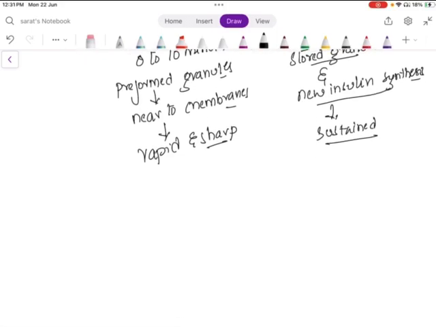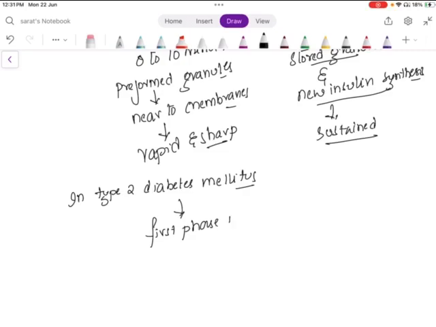And what is the specialty here in type 2 diabetes mellitus? The first phase is lost early in the disease. This is how insulin secretion will happen after a meal. Thank you.